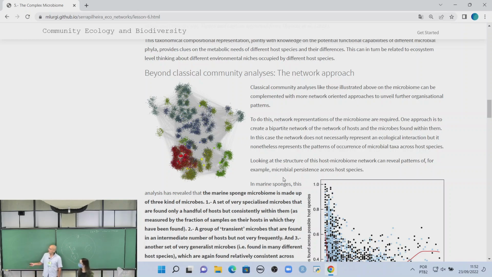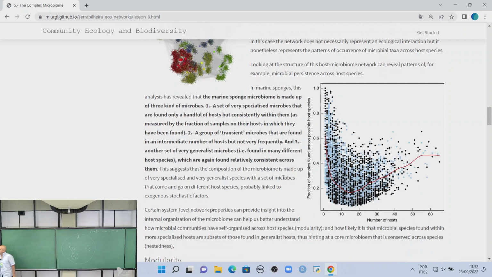So once you have a network like this, you can start calculating network properties, which before we couldn't, right? Because we were looking at it from a community perspective. So one of the network properties that we have discussed over the last few days is degree. Do you guys remember what the degree of a node is? Yeah. The number of connections.